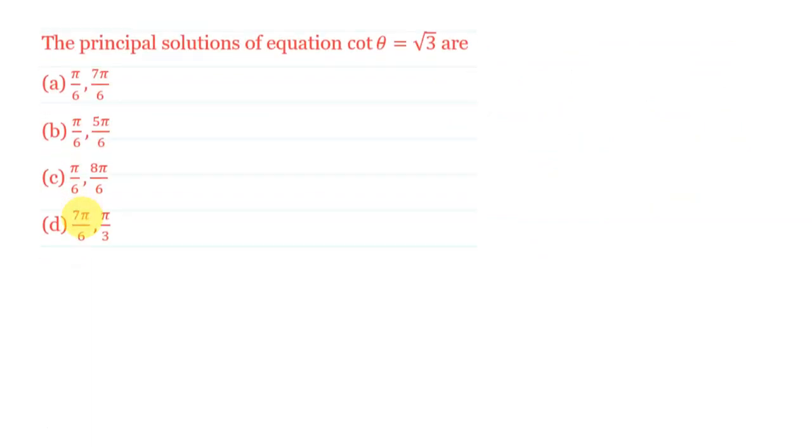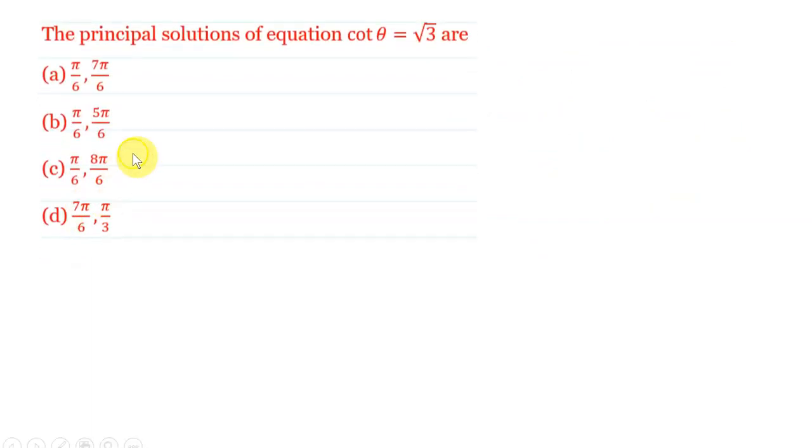Now, next, the principal solution of the equation cot of theta is equal to root 3. Okay, cot of theta is equal to root 3. Now, first of all we will see the value of cot of which angle is root 3. And cot is positive in the first and the third quadrant.